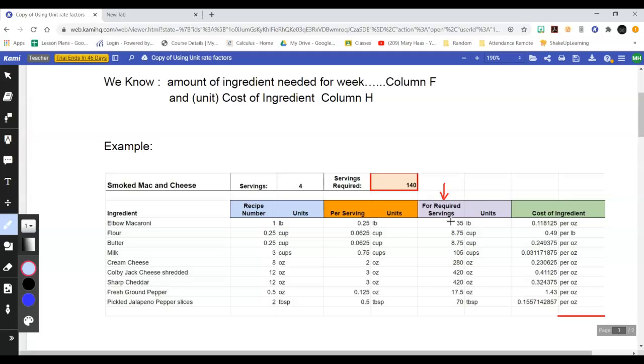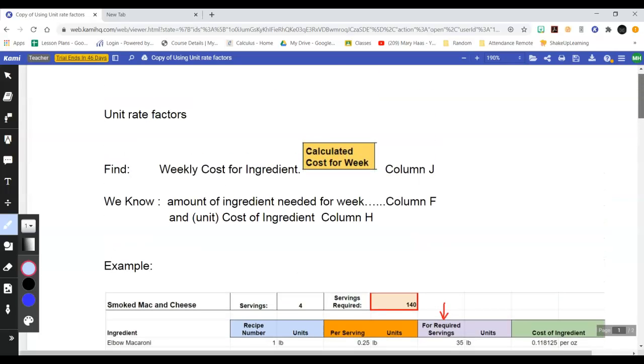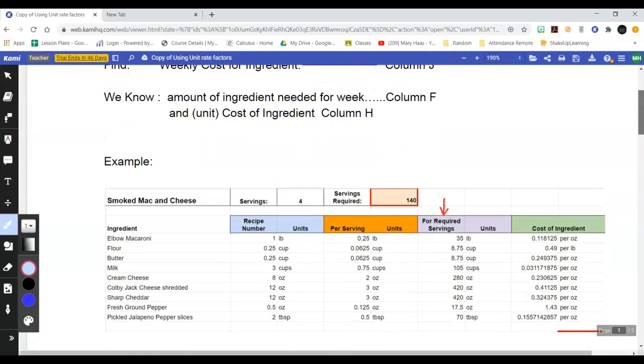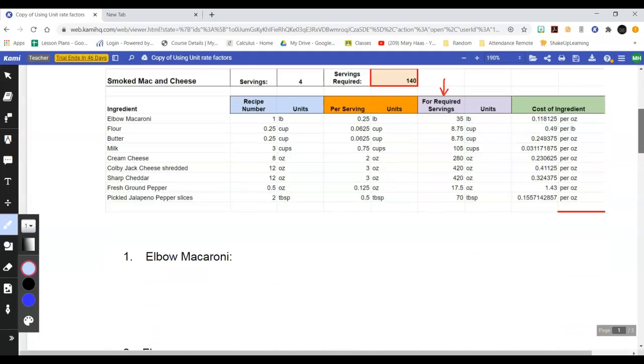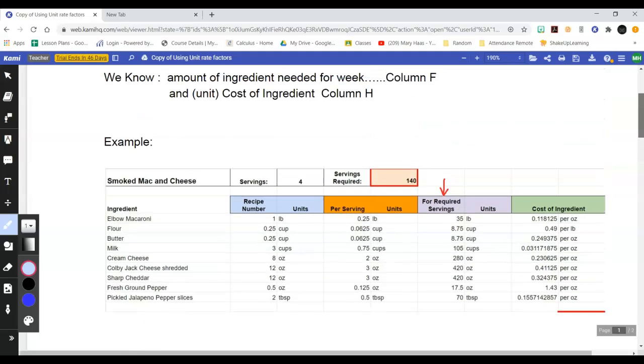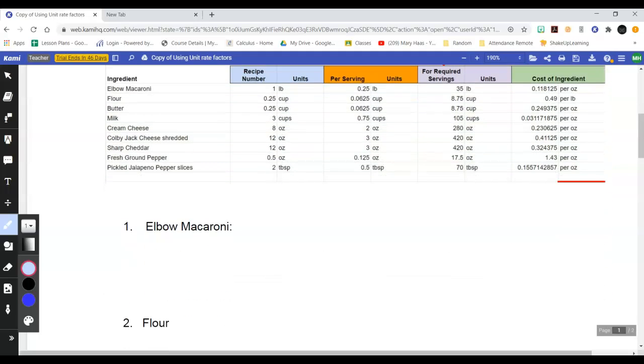All right, so what we're going to do today is learn how to create this next column, which is going to be column J. So today we're just going to do a few practice problems from my example. So in each case, you want to start off with the amount required. Okay, so in the case of elbow macaroni, I require 35 pounds. And the abbreviation for pounds, LB. Now that's not a fraction, but I'm going to just make it into a fraction here.